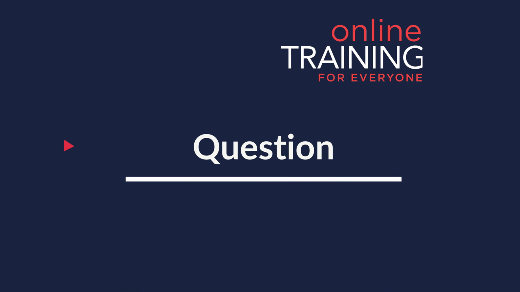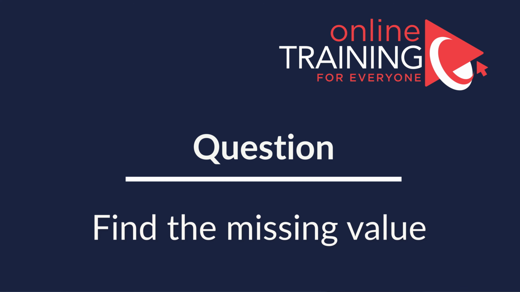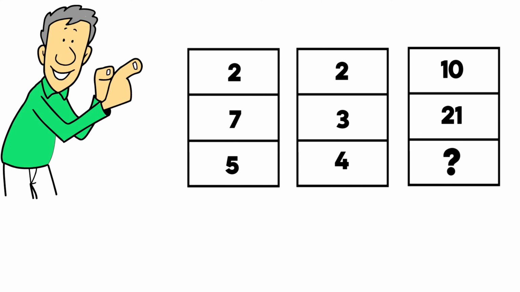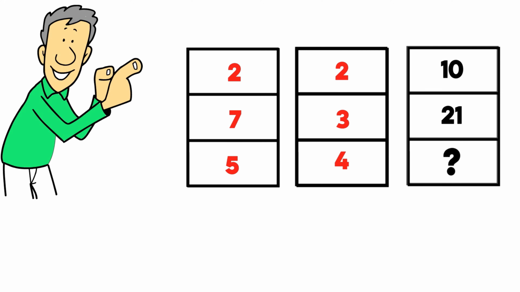I'm extremely excited to share with you a question that tests your pattern recognition skills. You're presented with 3 columns. Each column has 3 numbers. In the first column, we see numbers 2, 7, 5. In the second, middle column, we see numbers 2, 3, and 4. And in the last, rightmost column, column number 3, we see numbers 10, 21, and then 1 number missing.